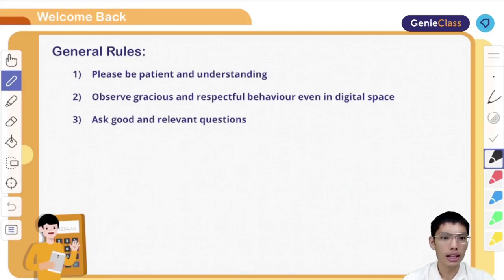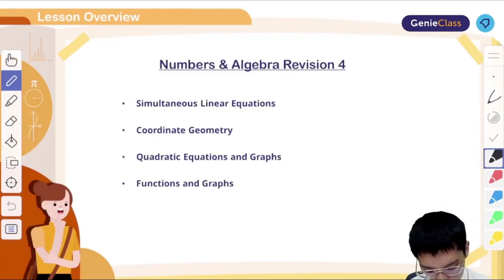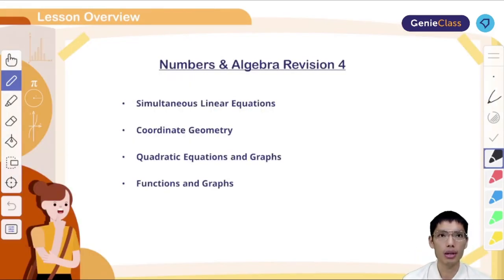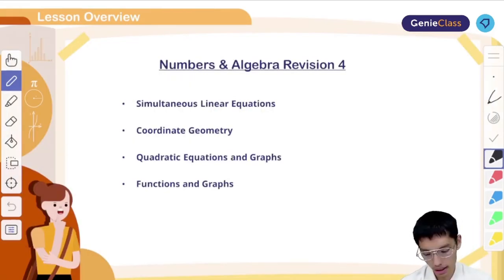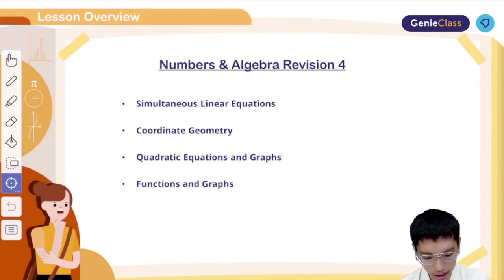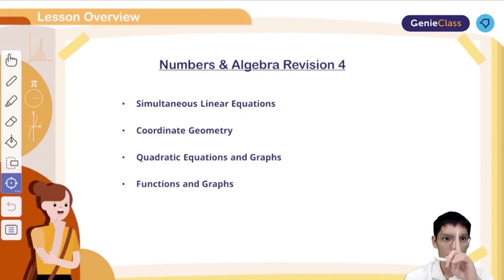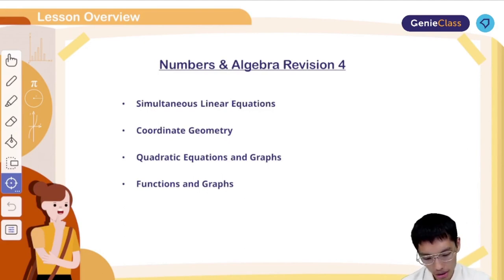Again, for the few lessons that you have in Sec 4, what we are doing is usually revision, and today we are revising a few things: linking up simultaneous linear equations and coordinate geometry. We have one question that combines these two concepts together. Stay tuned to find out. We are also going to refresh your quadratic equations and graphs, and lastly, how to identify certain graphs, functions and graphs in particular.